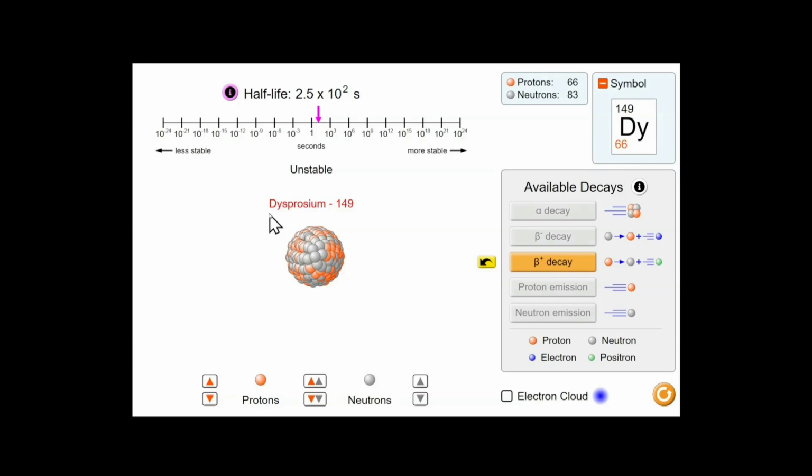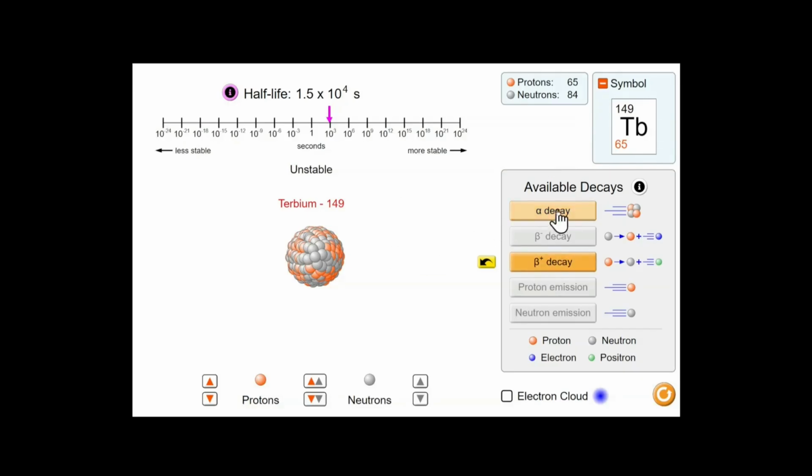dysprosium. I've hardly ever heard of most of these. 149, again, protons plus neutrons equals 149. It's still unstable. It's going to spit out another positron. It's going to convert a proton into a neutron. The difference is going to be spat out as a high energy positron in the form of beta radiation. And now it's terbium 149. Protons plus neutrons still equals 149, but now it has 65 protons.